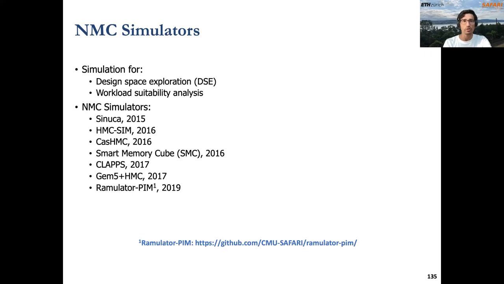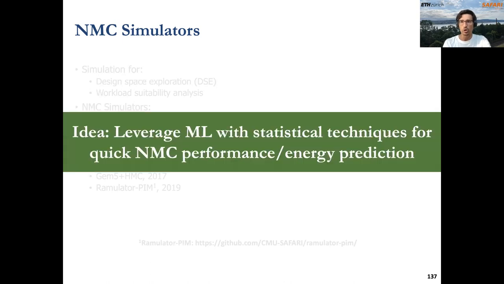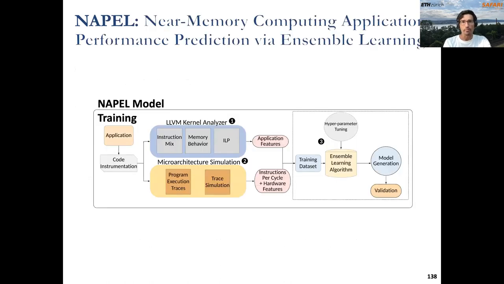These near-memory computing simulators are important for design space exploration and for workload suitability analysis, and there are a few of them, but they are extremely slow, even 10,000 times slower than execution on a real system. So the key idea is to leverage machine learning with statistical techniques for quick near-memory computing performance and energy prediction. NAPEL is a machine-learning-based model, so we first need to train the model and then make use of it.